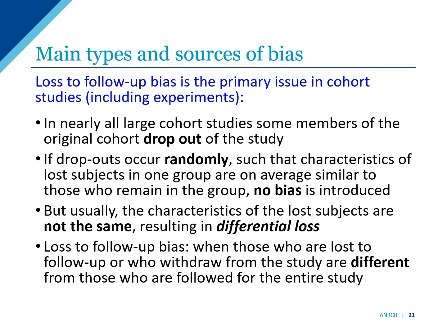Loss to follow-up bias is the primary issue in cohort studies or experiments. In nearly all large cohort studies, you're going to see original members drop out. If this occurs randomly, so that on average, the people who drop out are similar across those who remain in the group, then there isn't any bias. But usually these characteristics of those who are lost are different than those who stay, resulting in differential loss. When those who are lost to follow-up are different from those who stay for the entire study, you have loss to follow-up bias.